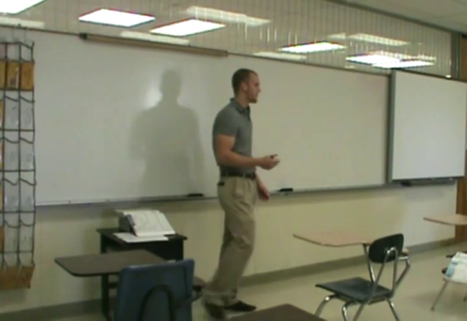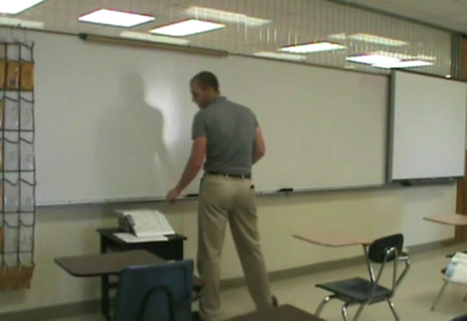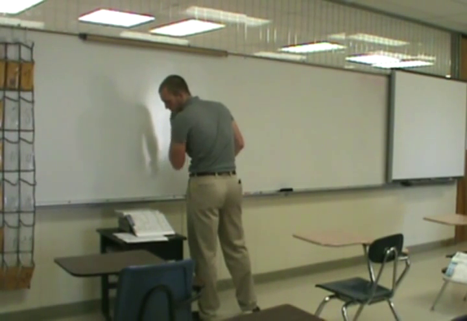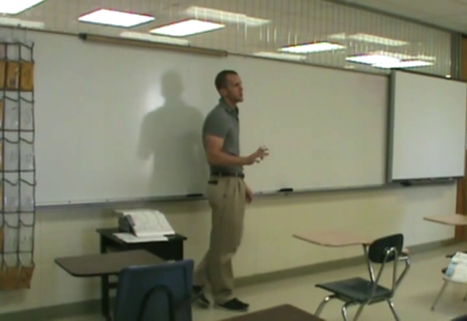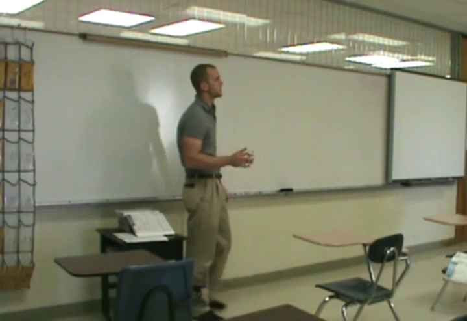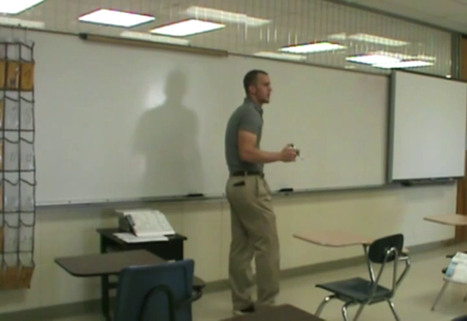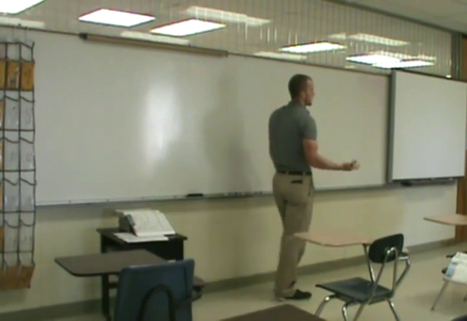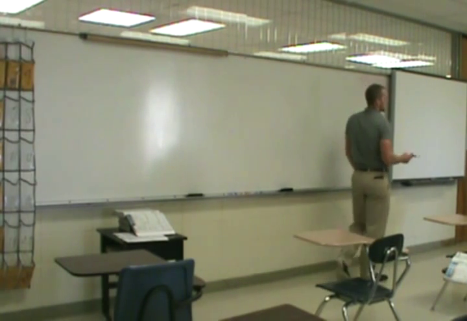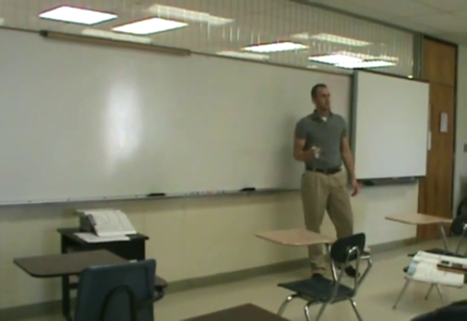Example 3, let's go. In example 3, they give us 2 points. If they give us 2 points, they want us to find the slope using 2 points. So what formula do you think we're going to use? We use the slope formula. Does anybody know what the slope formula is?